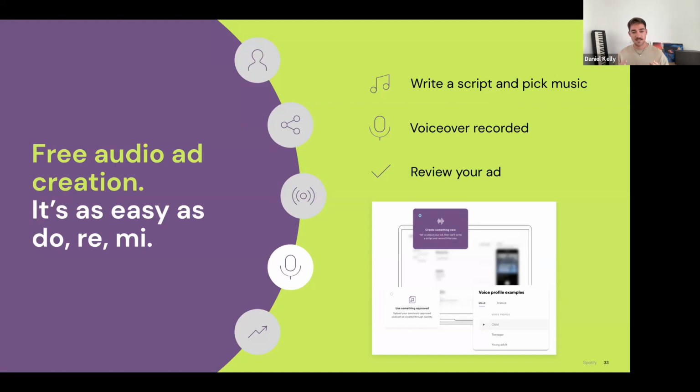And as free as it is, it's also super simple to get those ad spots made. There are 3 simple steps. Firstly, you'll write your scripts and pick the background music that you want for the ad spot. Secondly, our professional voiceover actors will record the spot, and we'll mix it for you. And then finally, all you need to do is jump into the Ad Studio platform, review the ad, and then get it to go live.